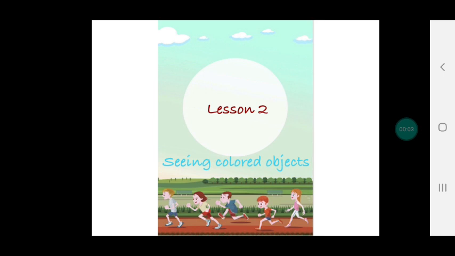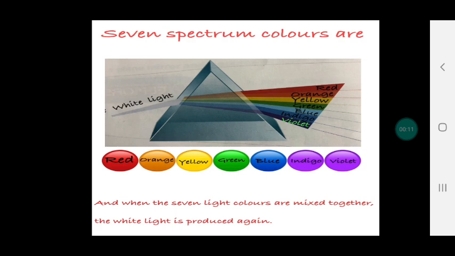Hello everyone. Today we will talk about lesson 2 in unit 1, which is seeing colored objects. We talk about light and we know all the properties of light. Today we will talk about light colors and how we can see colored objects.